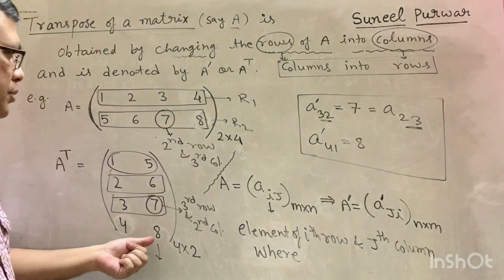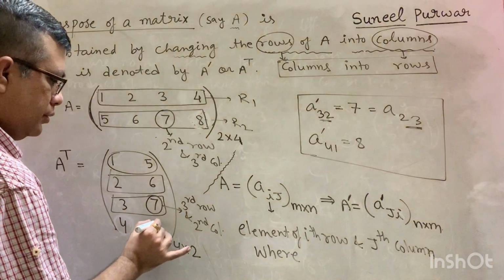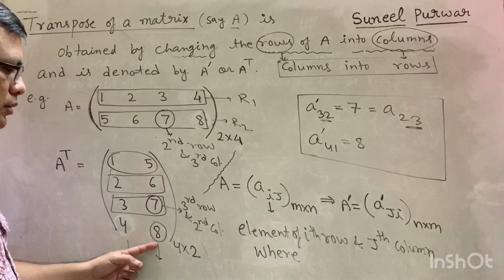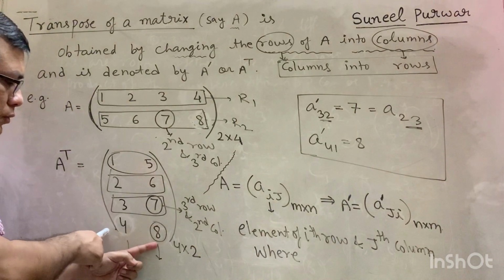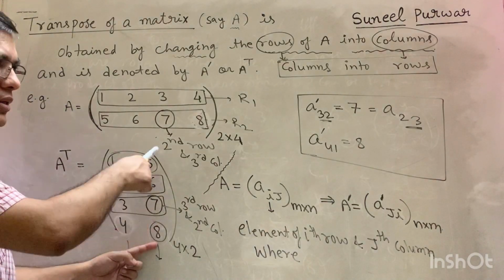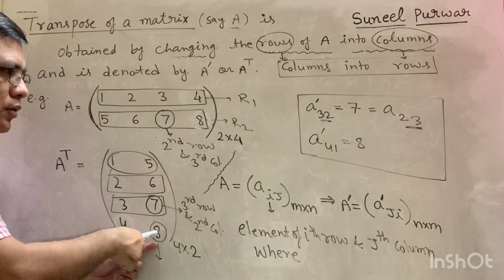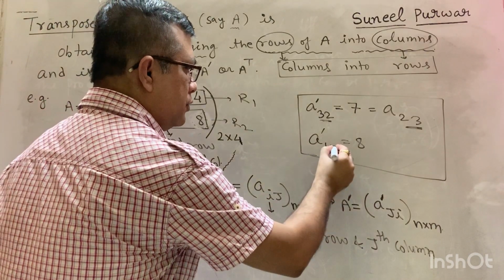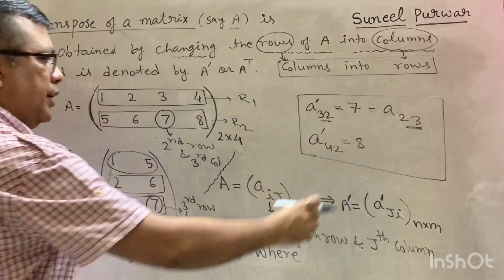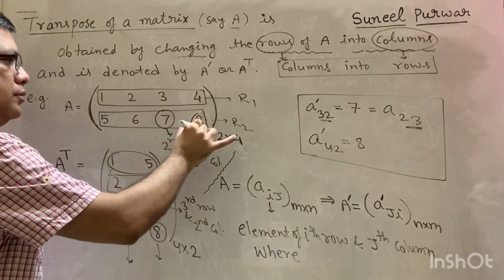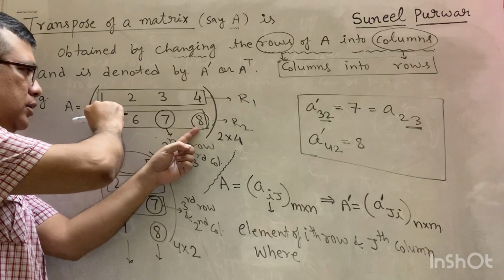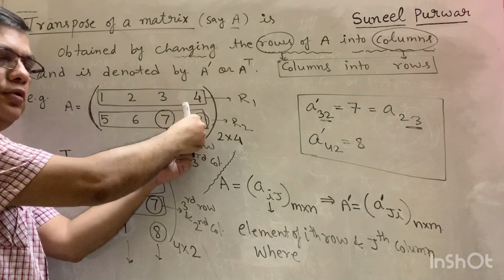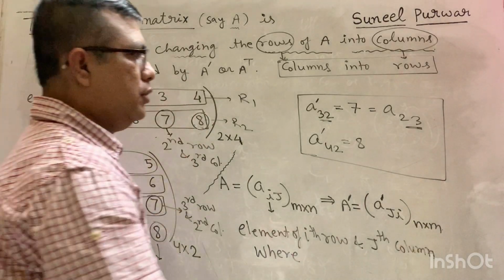Now you look at this number 8. This number 8, where is it? It is in the fourth row and in the second column. So what is its position? 4 2. A 4 2. Then you see the number 8, where is it now? It is here. And what is its position here? Now the number 8 you can see it is in the second row and that is fourth column. 2 4. Second row, fourth column.